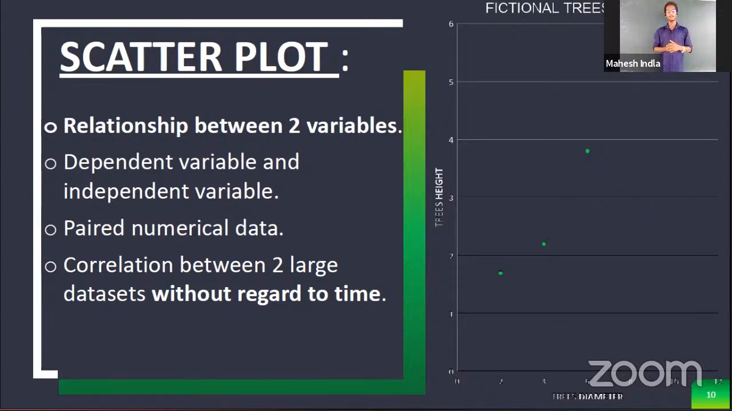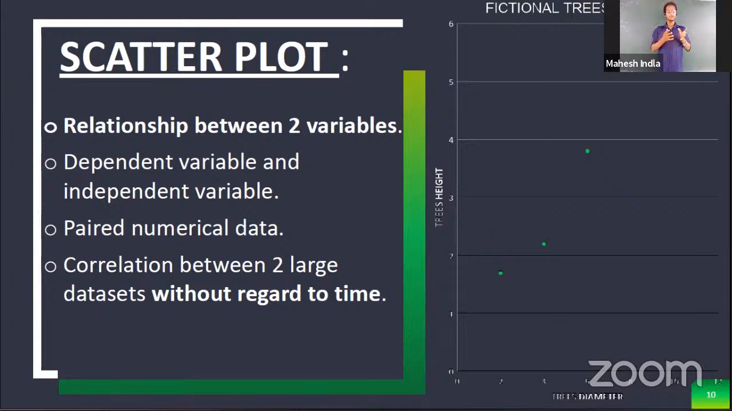As we have said, it is better to use a scatter plot when we want to show the relationship between two variables. So here, if there is correlation, it is very nice to use a scatter plot. Correlation is nothing but two variables being proportional to each other. If one increases, the other increases, and if one decreases, the other also decreases.